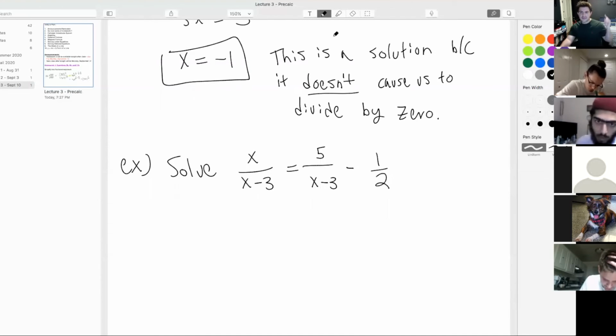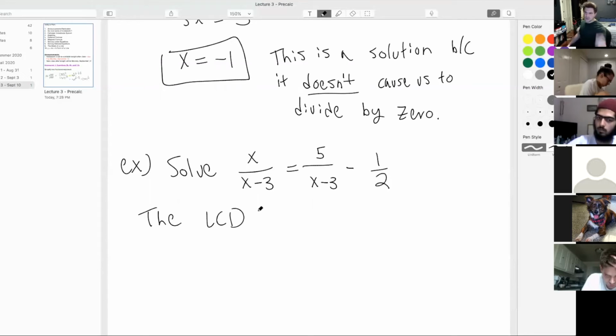Okay, so the first step is to factor everything. There's nothing we need to factor here. Everything's factored already. So now we just need to find the LCD, okay? The LCD. Okay, so would anyone like to tell me what the LCD is of all three fractions? That's what we need to consider.